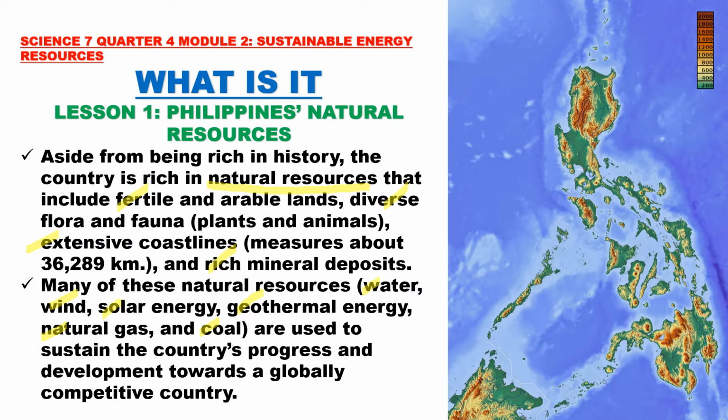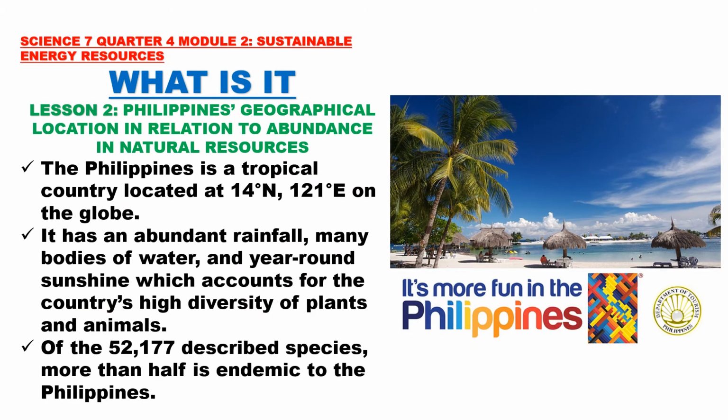The Philippines is a country rich in natural resources such as minerals, agricultural land, and fisheries. Lesson 2: Philippines Geographical Location in Relation to Abundance in Natural Resources. The Philippines is a tropical country located at 14 degrees north, 121 degrees east on the globe.